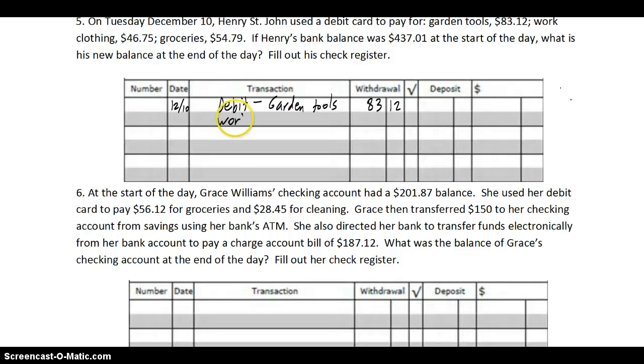His work clothing, also on debit, is $46.75, and his groceries, also on debit, were $54.79. His bank account balance was $437.01 at the start of the day, so let's just keep a running total of what he did. When you subtract $83.12, you should get $353.89. Remember, keep a running log. Subtract the $46.75, you get $307.14. Subtract $54.79, you should get a final balance at the end of the day of $252.35.